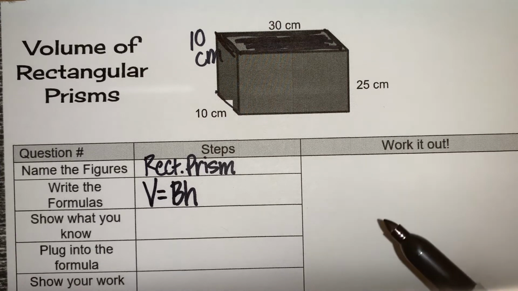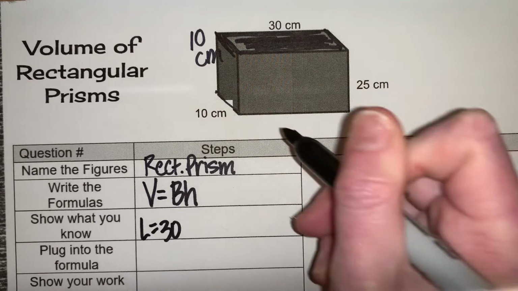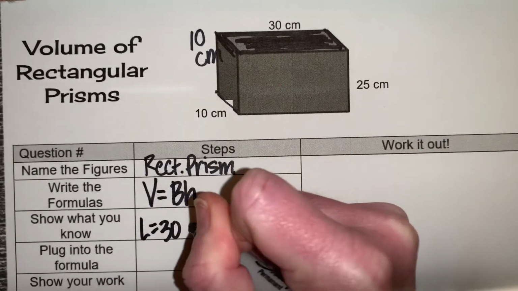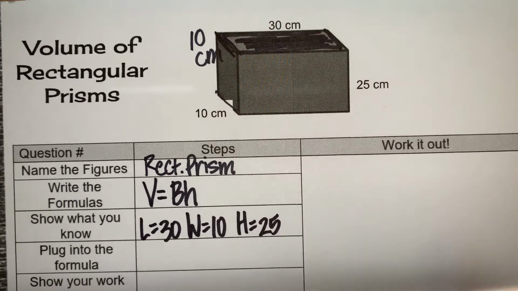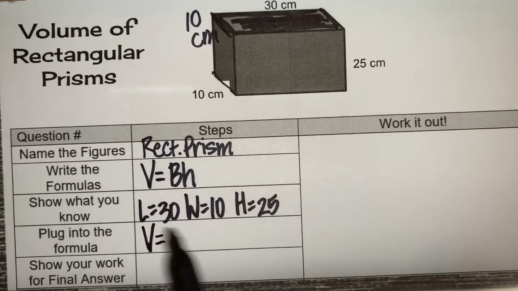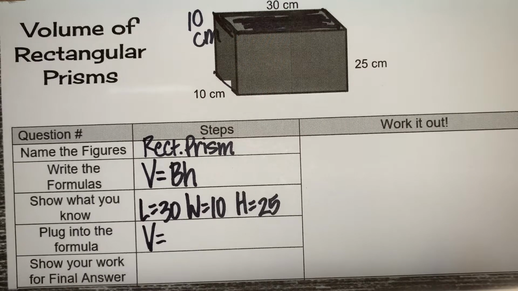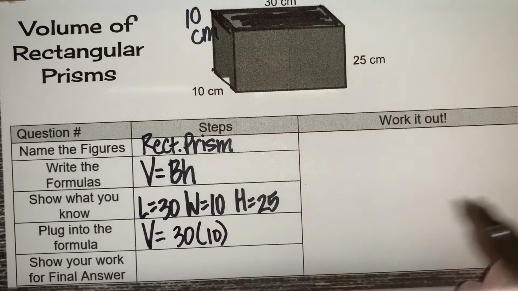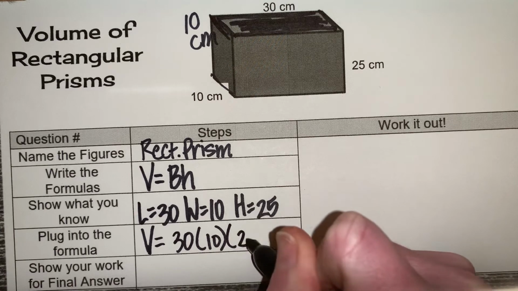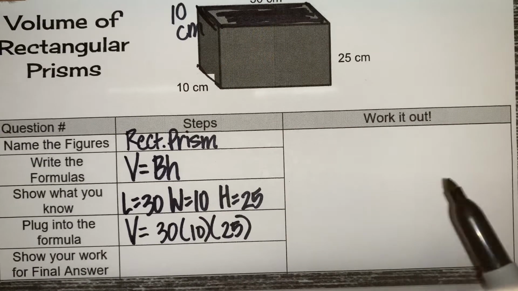So what we know is that the length of the rectangular prism is 30, the width is 10, and the height is 25. When we plug this into the formula, we're taking the length and the width, and we're putting that as the B, the capital B, because that would be the area of the base. So we're still going to write 30 times 10, because that would be the area of the base, and then times 25, which is the height. So now show what you know, or work it out over here.